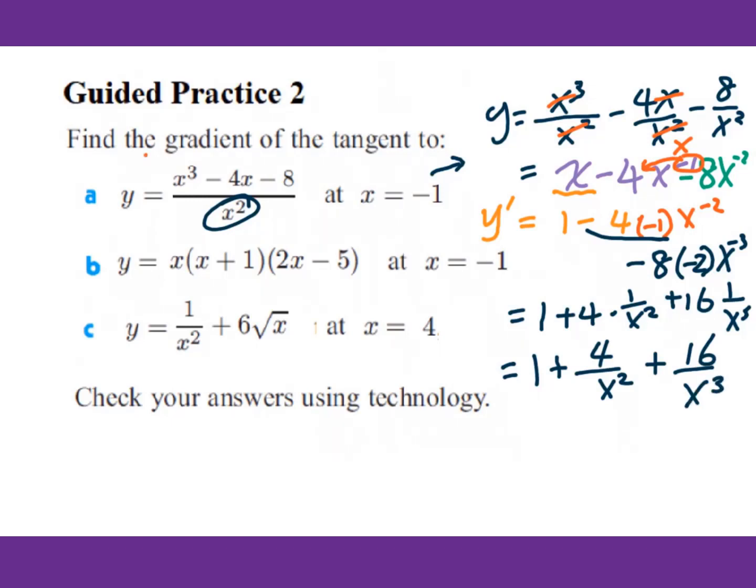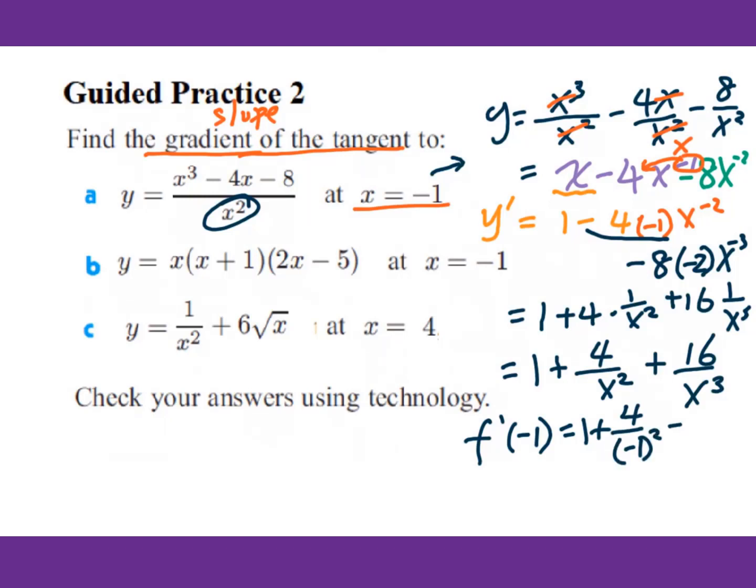We are looking for the gradient, that means the slope of the tangent line, means derivative. X equals negative 1. Therefore, you will get the derivative of f of negative 1 equals 1 plus 4 over negative 1 squared plus 16 over negative 1 to the third power. So we have 1 plus 4 minus 16. Negative 1 squared is 1. Negative 1 third power is negative 1. So your answer will be negative 11.